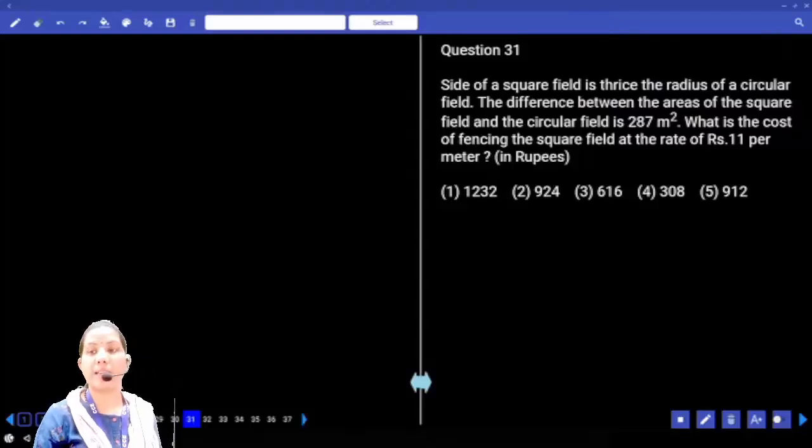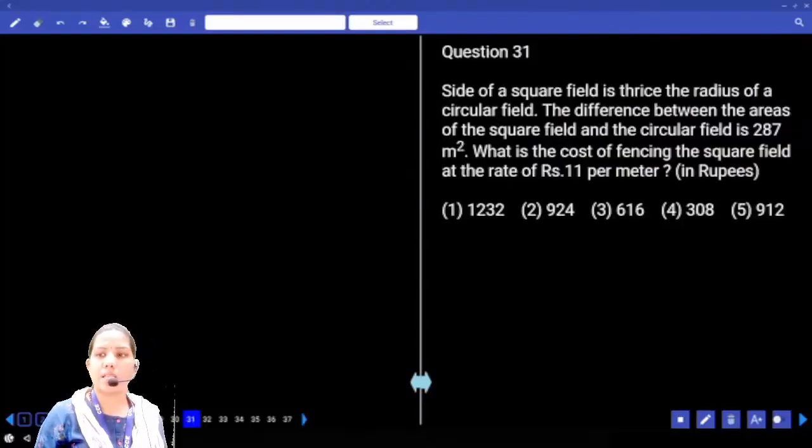Okay, question number 31. Side of a square field is thrice the radius of a circular field. The difference between the areas of the square field and the circular field is 287 meters square. Then what is the cost of fencing the square field at the rate of 11 rupees per meter?